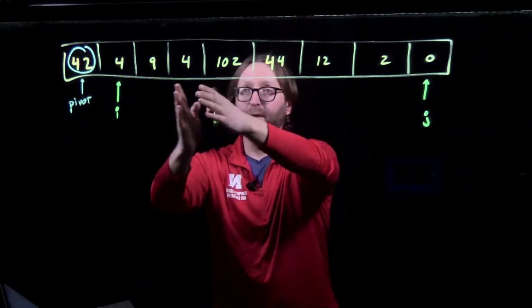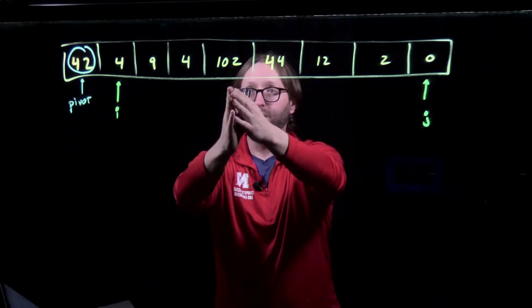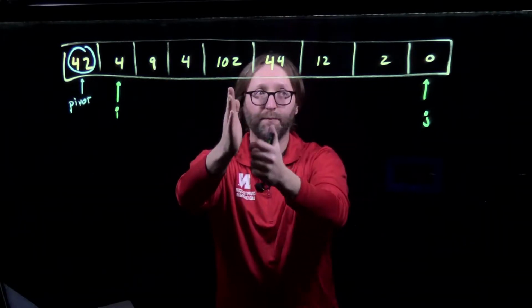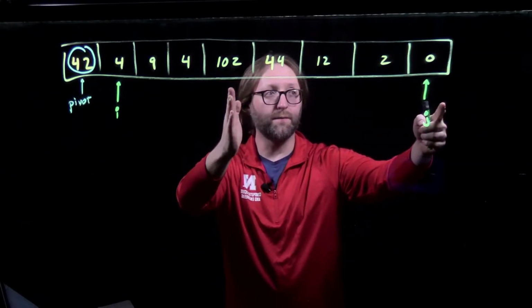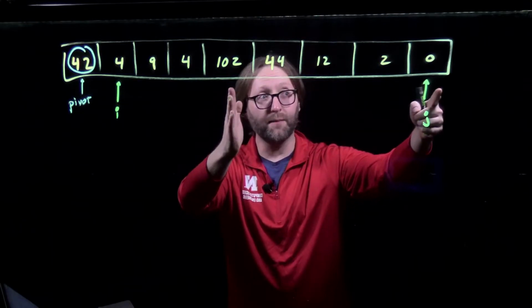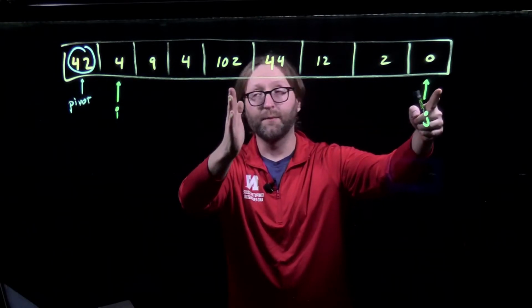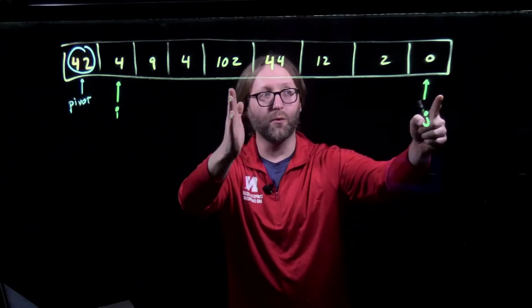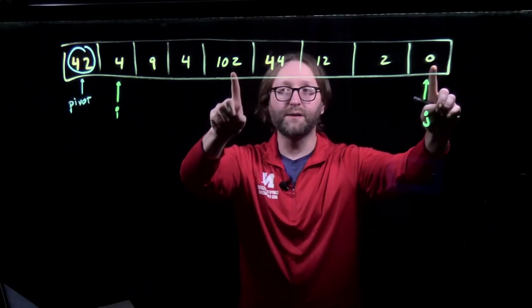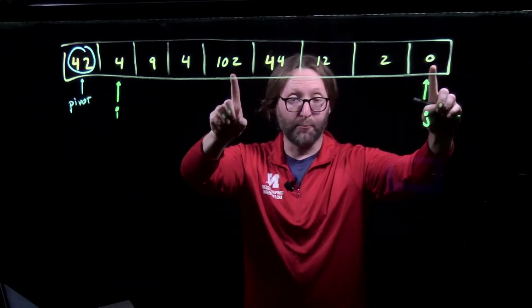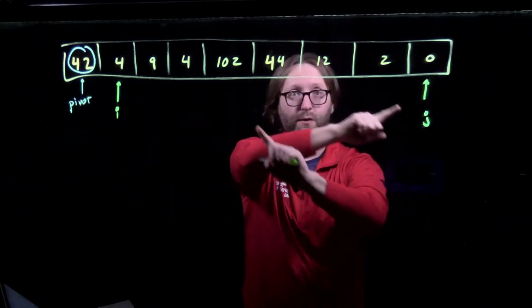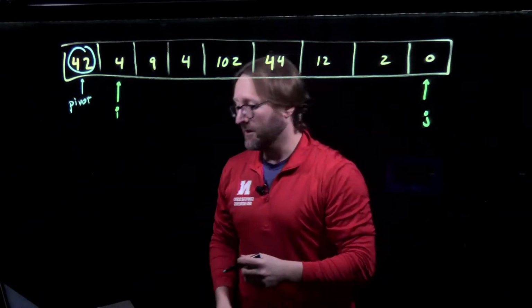But we need to find something that's on the wrong side, 102. It needs to be on that side. And then we're going to start over here and find something that's on the wrong side. We find that immediately. 0 is on the wrong side because 0 is less than the pivot element 42. So once we've found these two things, if they're both on the wrong side, then all we need to do is swap them. So let me go ahead and do that.